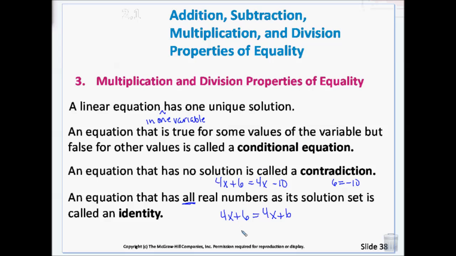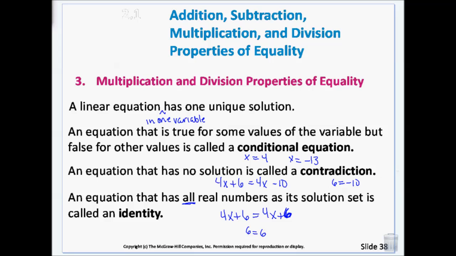Okay, so if all real numbers, so 4x plus 6 equals 4x plus 6, this is true, you guys agree? Because when I solve it, I get 6 equals 6. So it doesn't matter what x I put in. This is true. All of the other equations that we solve, where we get x equals 4 or x equals negative 13 or any number, are conditional, when a variable equals a single number. And contradiction is when it's false, and identity is when it's all true.